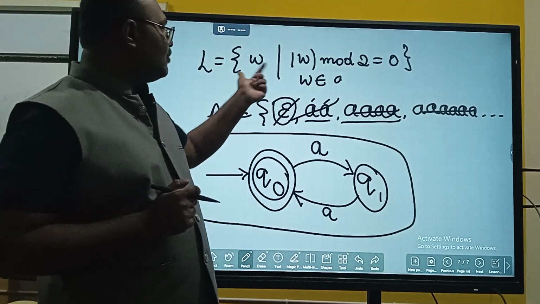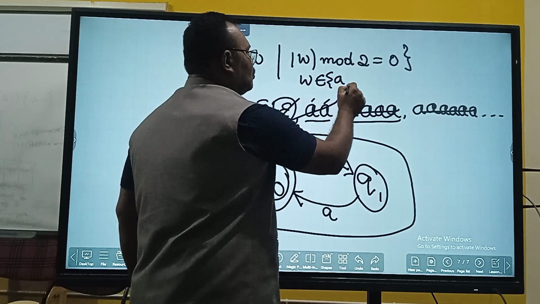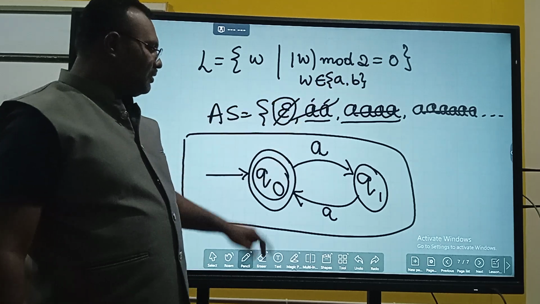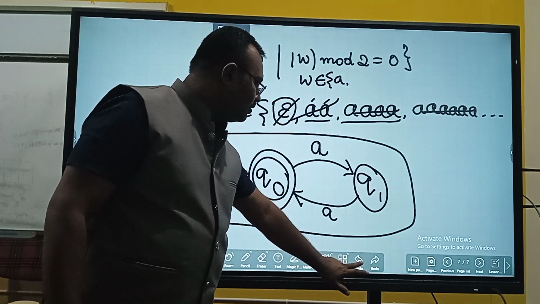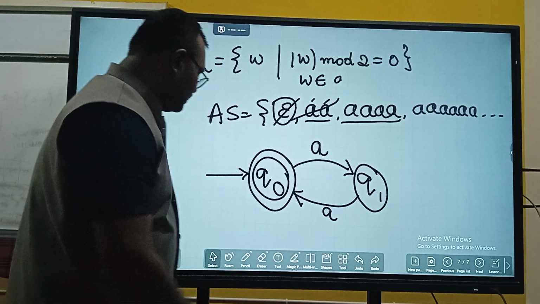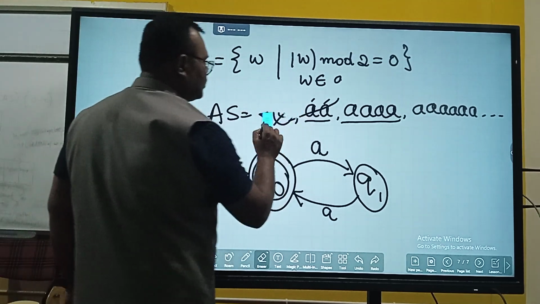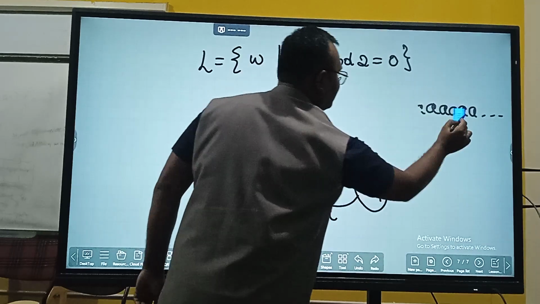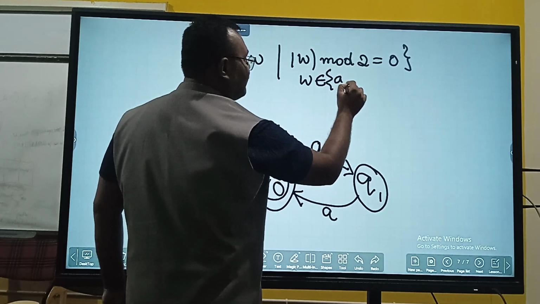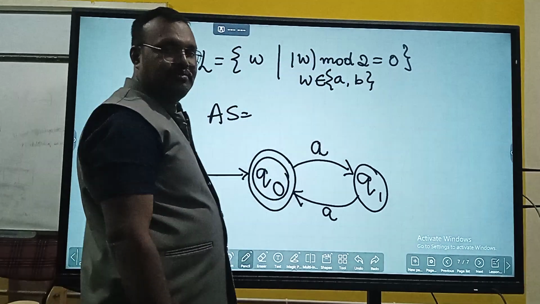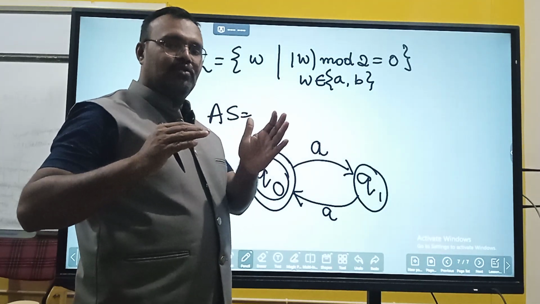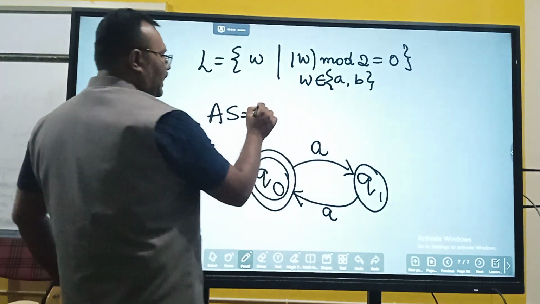Now, if they change the same question to strings of A's and B's which are divisible by 2, what are we going to do? We are going to do a slight modification to this problem so that even that case will get accepted. So let me write that update here. Now the string has a combination of both characters, A's and B's. When you take the length of it and divide it by 2, the remainder value should be 0. That means it is an accepted string.